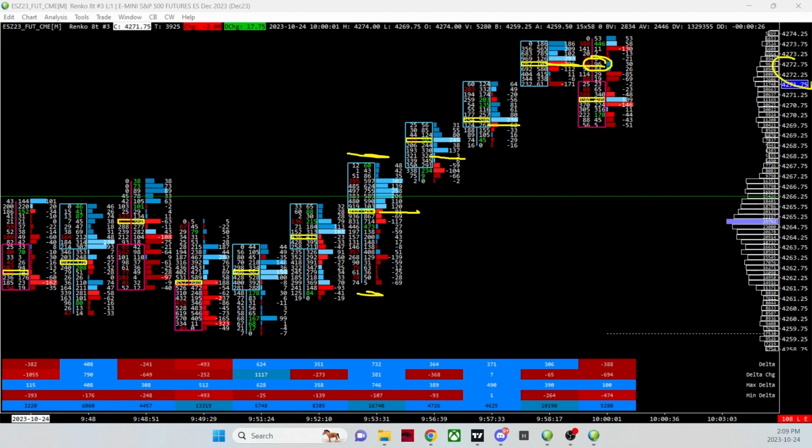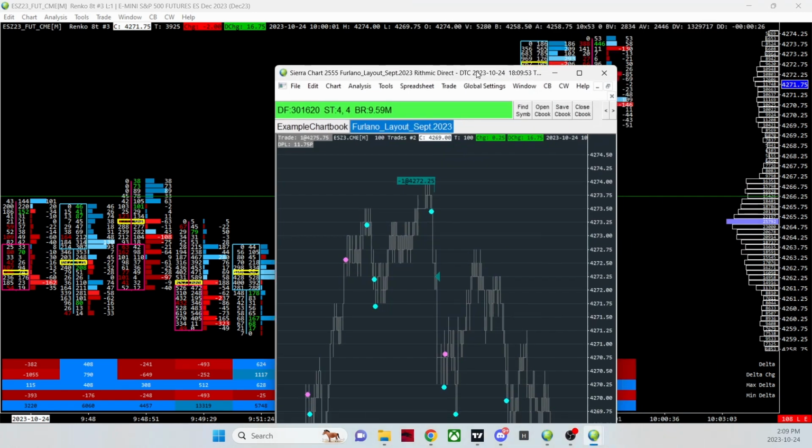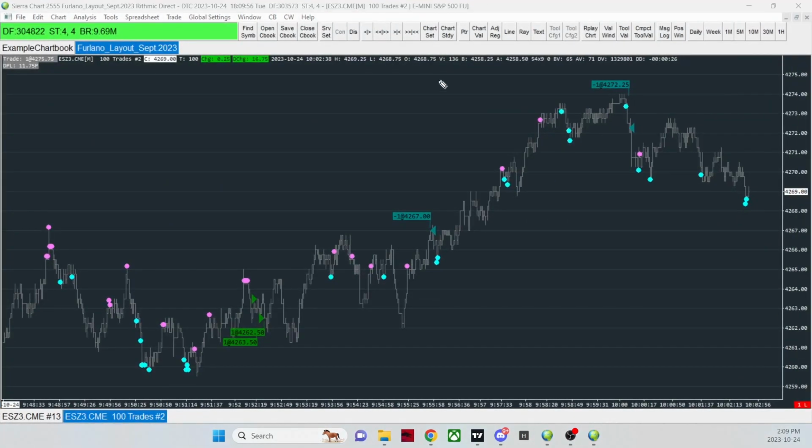And this is my final take profit at 42.7225-ish. Let's pull that up here. We can see when price started rolling over, 42.72 and a quarter. That's where I got out. Pretty simple trade. Keeping it dead simple.